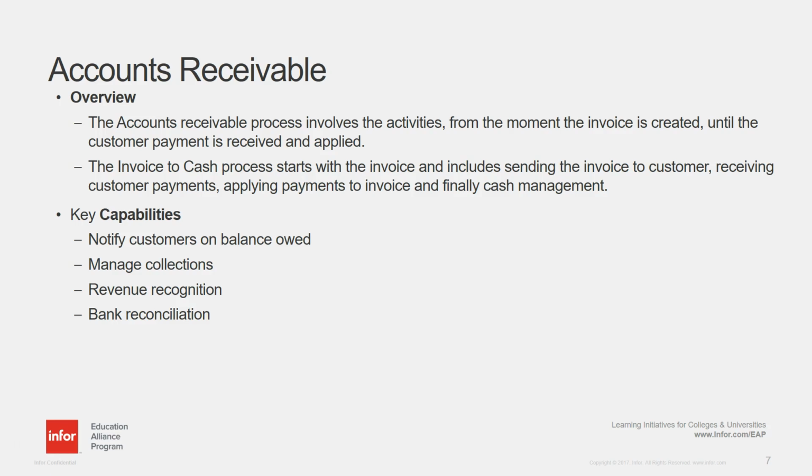Accounts receivable. From the moment an invoice is created, as we did in exercise 2.3, I believe, there is a payment. Once an invoice is made and the payment is received, it has to be applied. There needs to be an account to put that payment in. Invoice to cash starts with an invoice, sends the invoice to the customer, receives the payment from the customer, applies the payment to the invoice, and manages the cash.